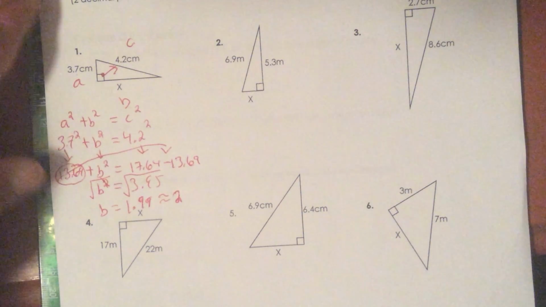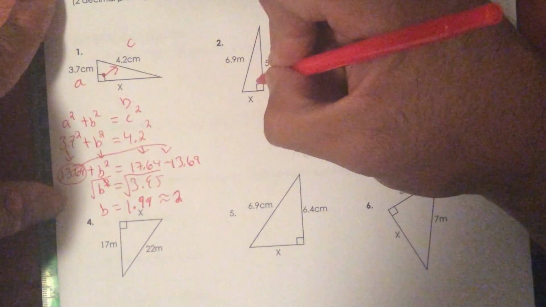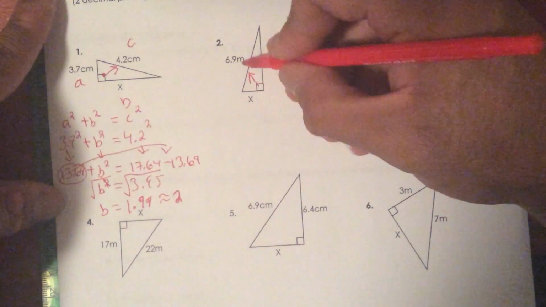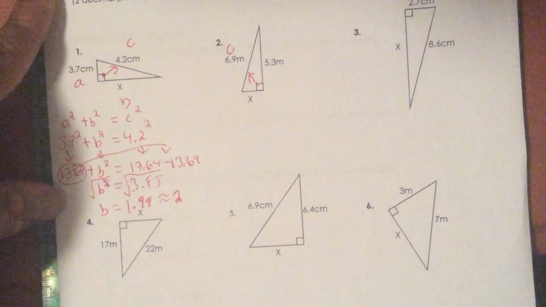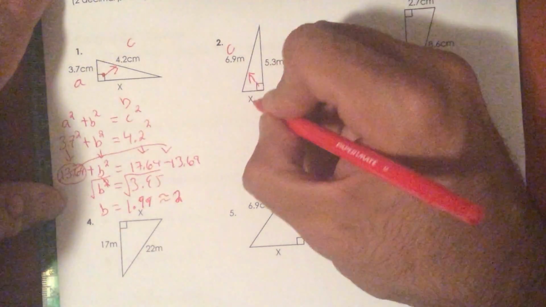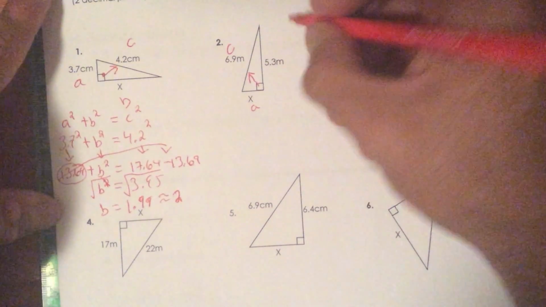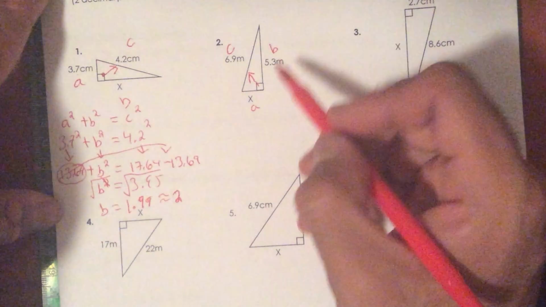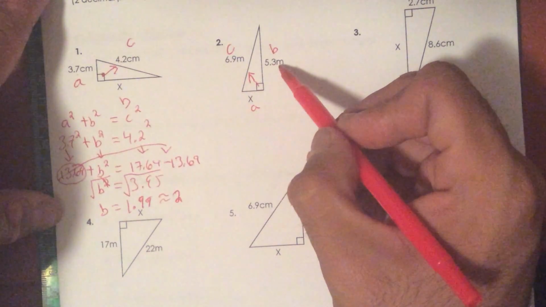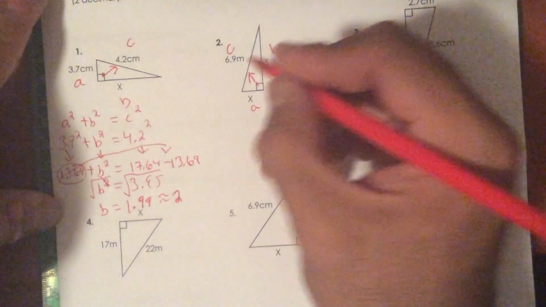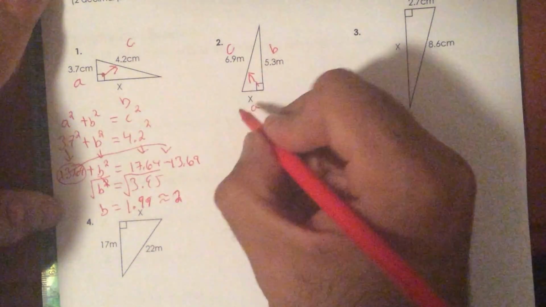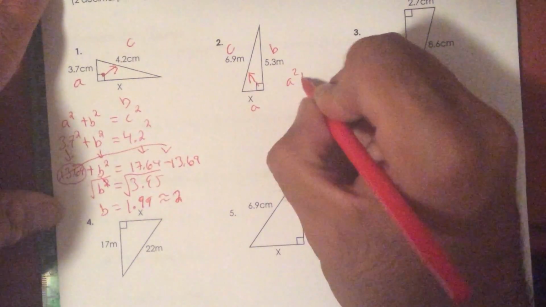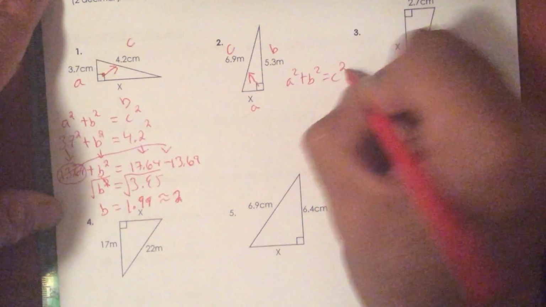First thing I need to do is identify my letter C. Well, the letter C, or the hypotenuse, is across from the 90-degree angle. So across from the 90-degree angle is my letter C. That means the other two can be either A or B. For this one, I'm going to say A is X and B is 5.3. Okay? Or you could have done it the other way. You could have said 5.3 is A and X is B. Either way, you should still get the same answer. So now, let's plug in our theorem. A squared plus B squared equals C squared.